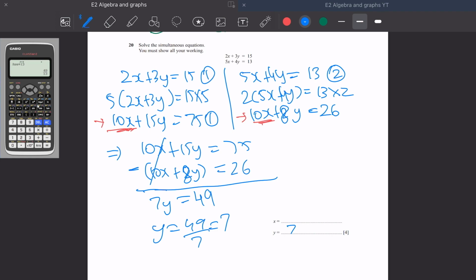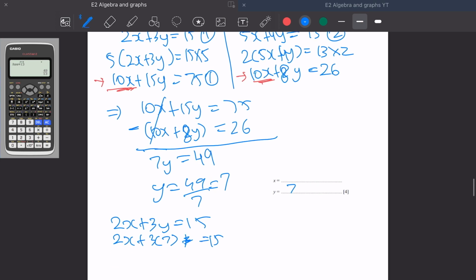Now let's use one of those equations. 2x plus 3y is equal to 15. 2x plus 3 into 7 is equal to 15. You get 2x plus 21 is equal to 15. 2x is equal to 15 minus 21, which is minus 6. x is minus 6 divided by 2, you get minus 3.